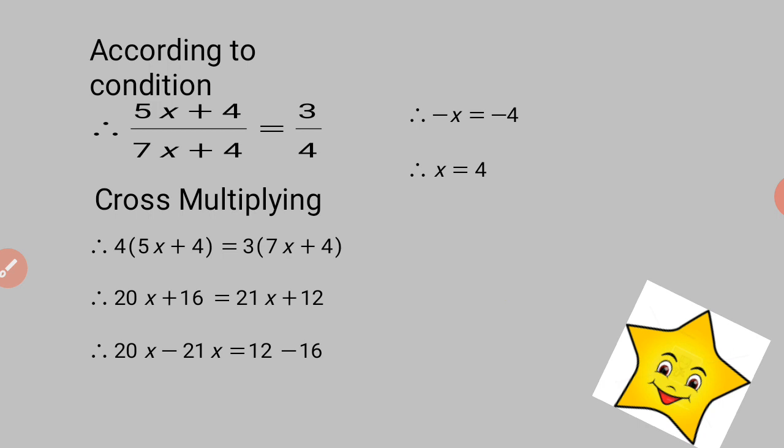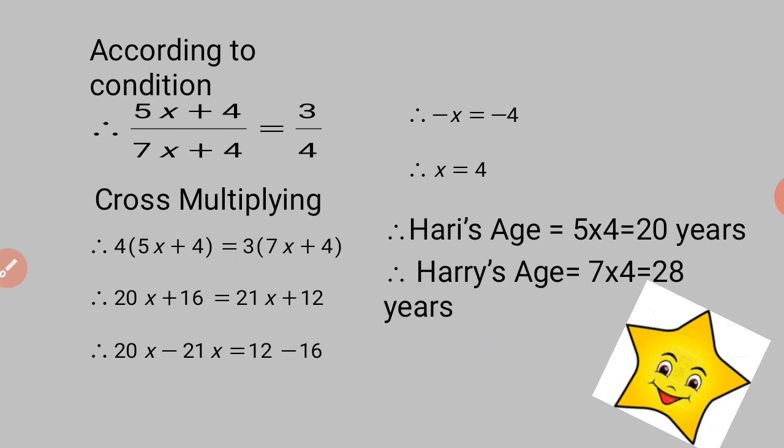But x is the multiplier. By using this multiplier, we will find out the ages of Hari and Harry. Hari's age will be 5 into 4, that is 20 years, and Harry's age is 7 into 4, that is 28 years. So you can see the importance of mathematics in daily life.